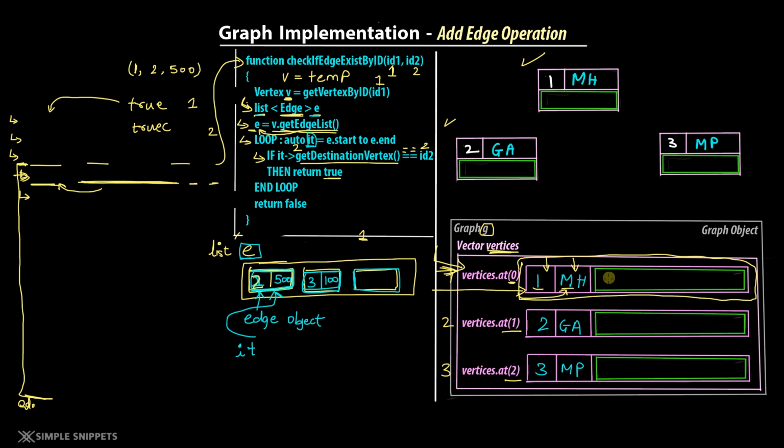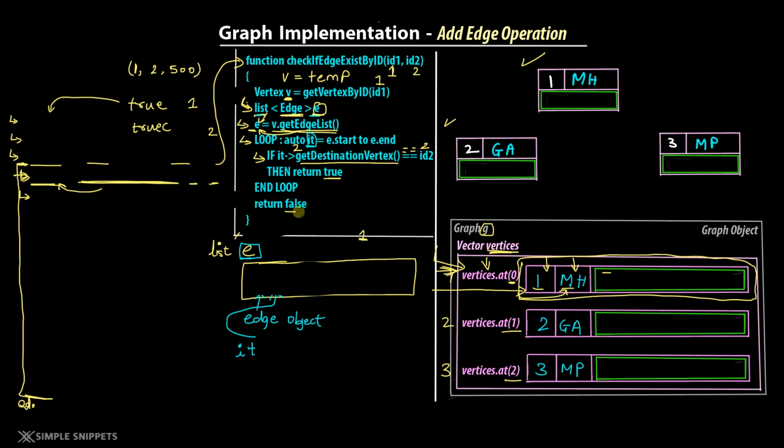Right now all these edge lists are blank, which means we don't have anything inside the list E. When you say v dot get edge list, v, which is temp, is the very first vertex object returned from get vertex by id. It returned a vertex with id 1, name Maharashtra, and a blank edge list. So when you say E equals v dot get edge list, this blank edge list is stored in E. When you loop through it, it will not loop because there is no value.